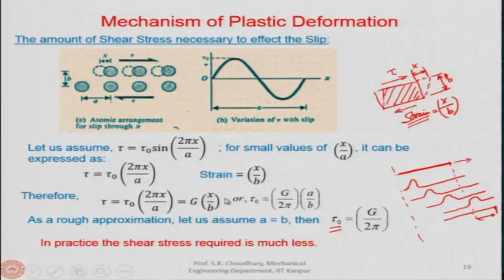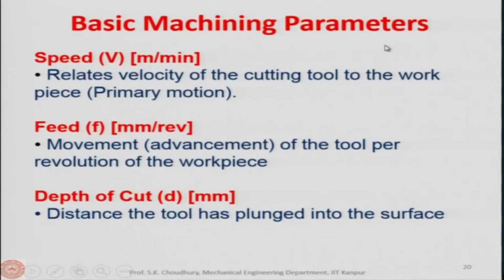Okay. Now, let us come back to the basic machining parameters. As we all know, and I also told earlier, the basic machining parameters are speed, feed and depth of cut. Speed is normally taken in meters per minute, that relates the velocity of the cutting tool to the workpiece, that is the primary motion. Now, the primary motion, that is the cutting speed, I narrated earlier: in case of turning, for example, the workpiece rotates and the tool is given the feed.